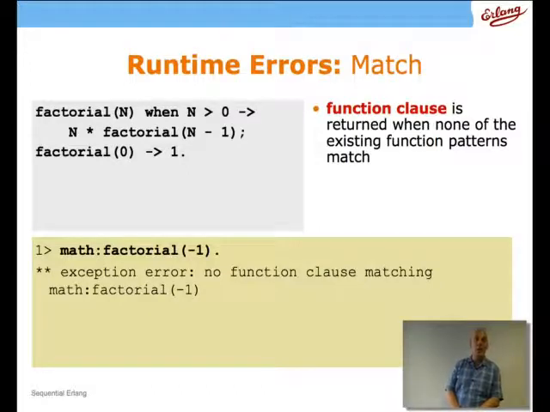A general class of errors we get are what are called match errors. There is pattern matching in Erlang that decides which of a number of function clauses is executed, or a case expression, and so on. And it's possible to get an exception for no function clause matching. What we've got here is factorial. The first clause applies to positive numbers, the second to 0. So if we apply it to a negative number, no clause applies, and what we get is an exception error saying no function clause matching math:factorial(-1).